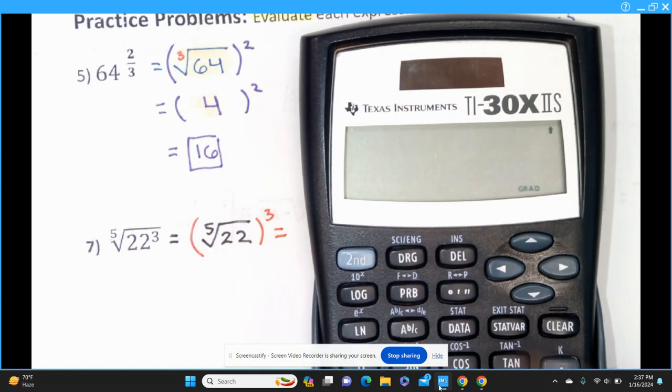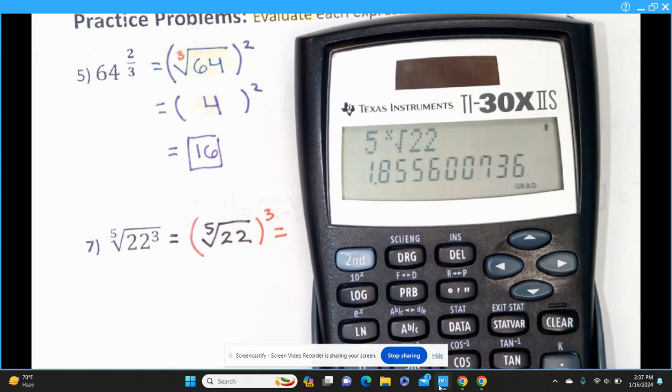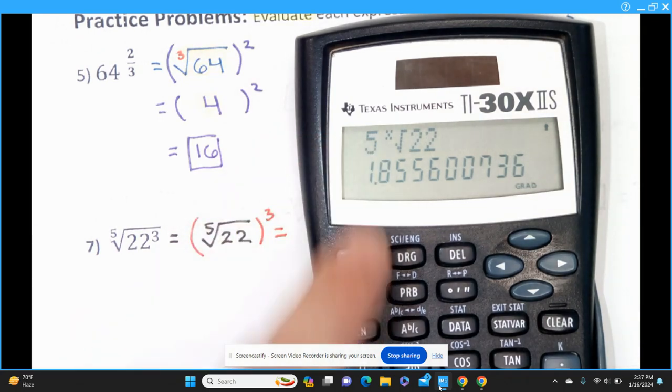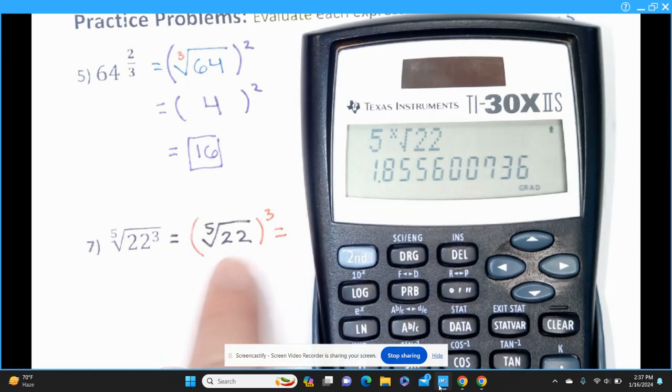5th root of 22. 5, second power button, 22. Look at that number. It's not wrong. Don't erase it. Don't do anything. Just leave it. Don't touch the calculator anymore. But I don't want to write that big number down, and you can't even round it. We want that whole thing. So here's what you have to do. Remember, that's what has to go in here.